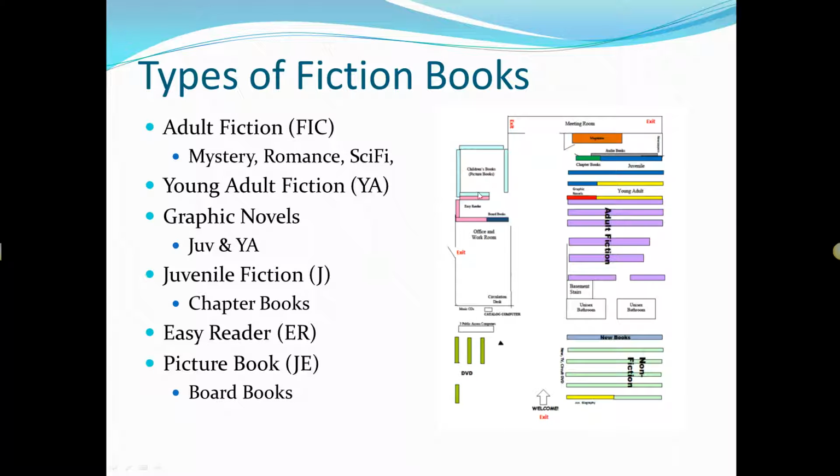In our children's room, we have our easy readers, which begin with the ER. We have our picture books, which have the JE, and they're in that section right here. The board books have the JE, but they also have a blue sticker over the spine label, and that goes in this section here. It's the only section, fiction-wise, in our library that is not shelved alphabetically. It's more by size, and then loosely alphabetically.